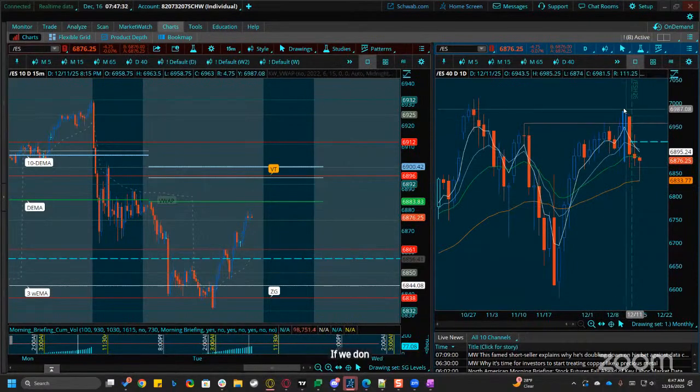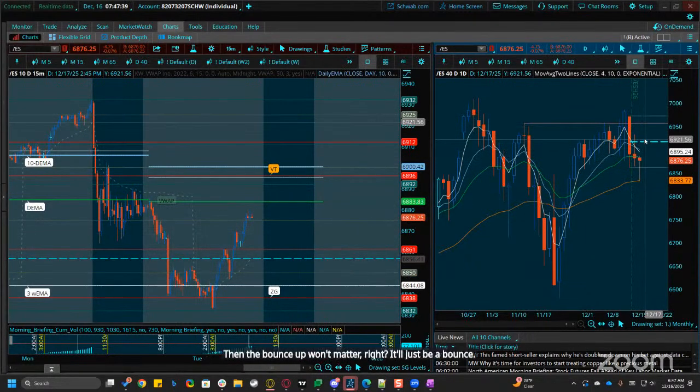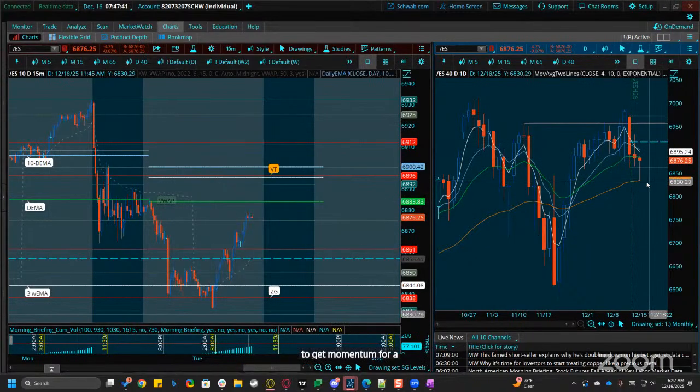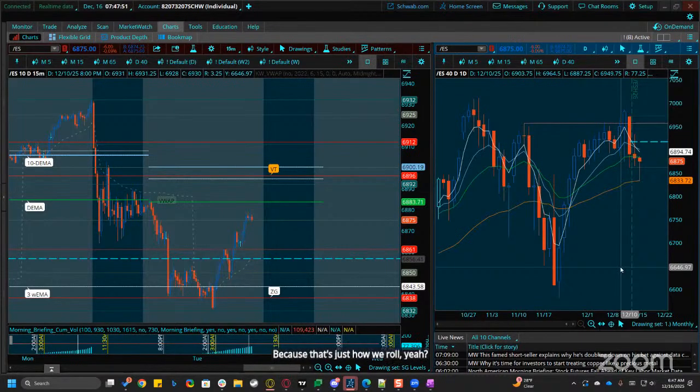If we don't set a higher high than this high, then the bounce up won't matter, right? It'll just be a bounce to get momentum for a break of that 50, and then we're really going to go. And that'll open up 67.50 and then 66.50, because that's just how we roll, yeah? Running 50s.